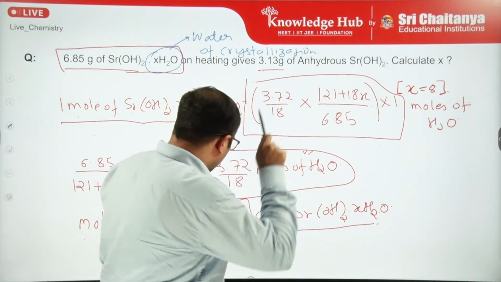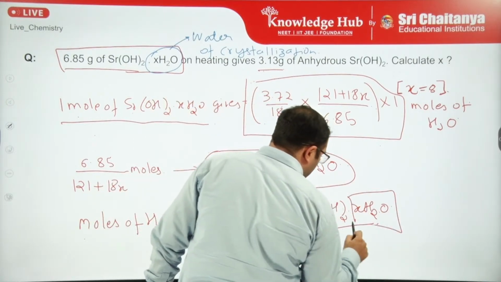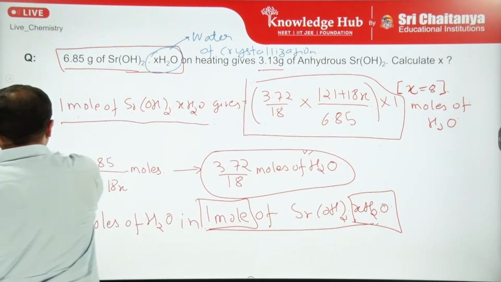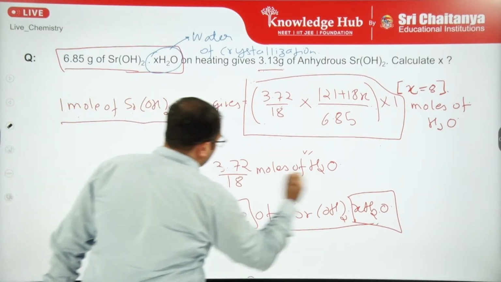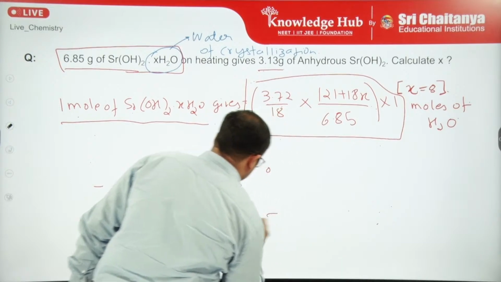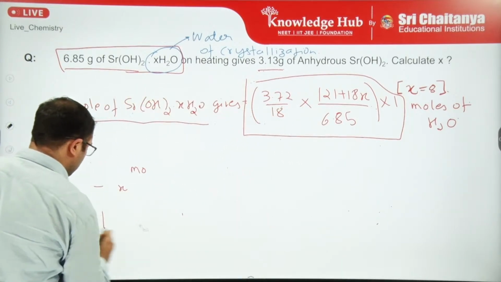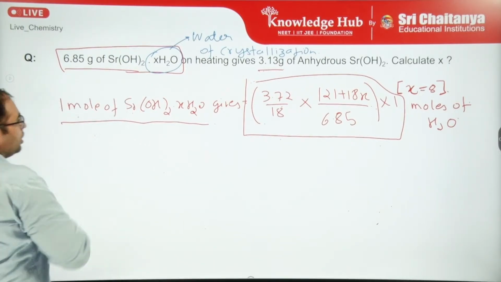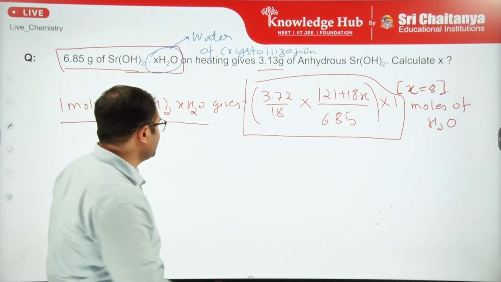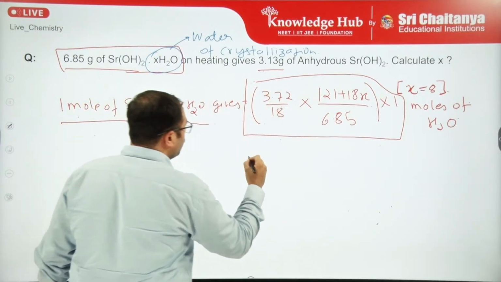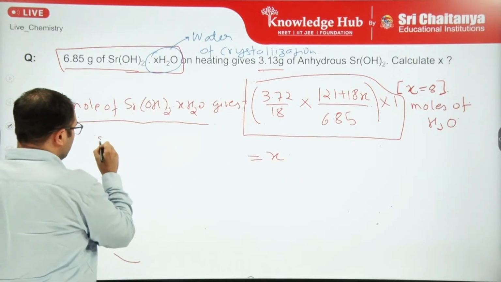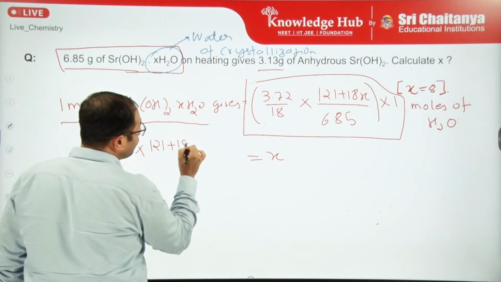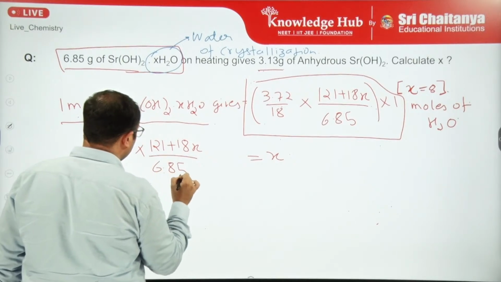But for us, in the equation, you can see that 1 mole of strontium hydroxide hydrate contains X moles of H2O. So this whole part will be equal to what? This whole part will be equal to X. Yes, this whole part will be equal to X. So I just write this down here. Okay.